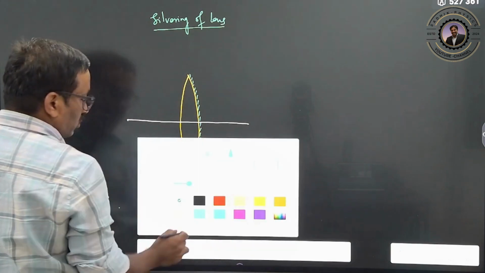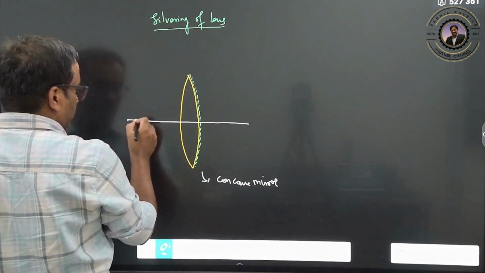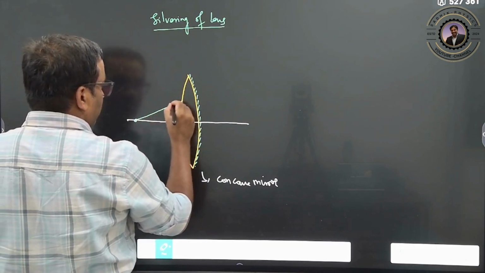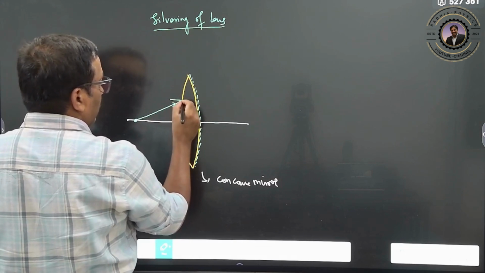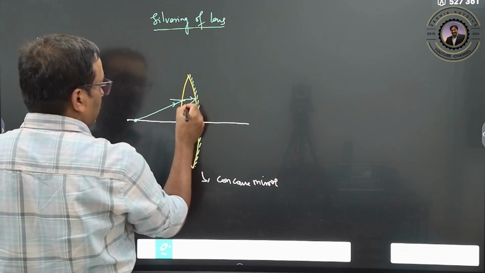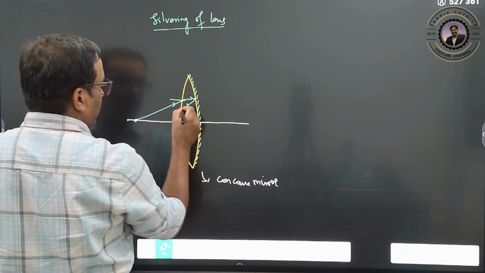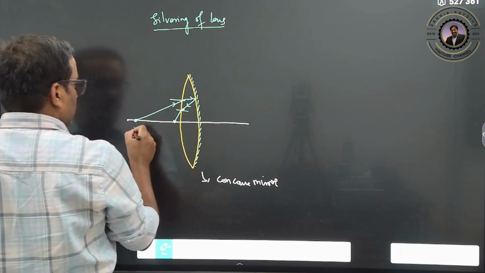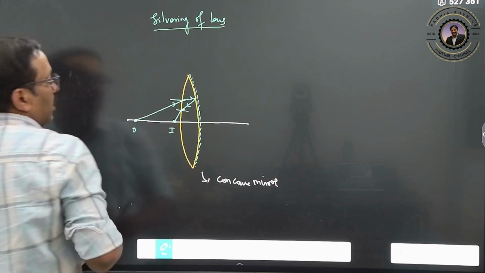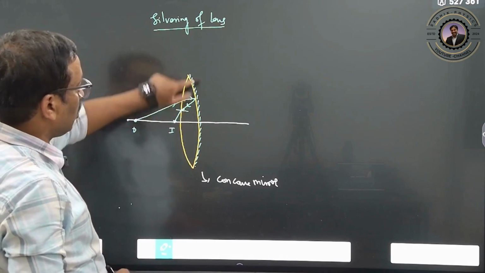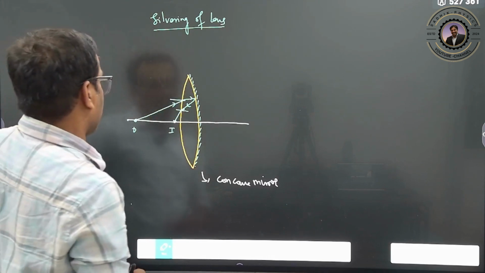Why? Suppose there is one object, and light rays are coming from here. Then it will undergo refraction, then reflection here. This reflected light ray will undergo one more refraction. So this is your object, and this is your image. In this way, refraction takes place two times, and reflection takes place one time.